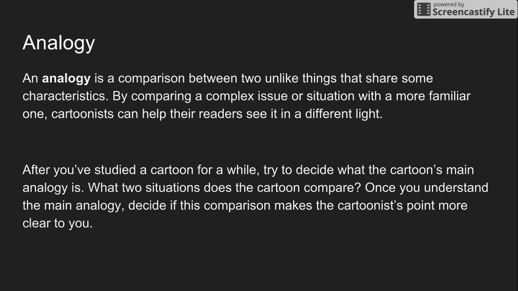Okay, now these last 2 are tricky. Number 4 is analogy. That's when you compare 2 unlike things that share some characteristics. And the idea is this, guys: when you're taking something really complex like the economy, you want to break it down and make it simple for people to understand.